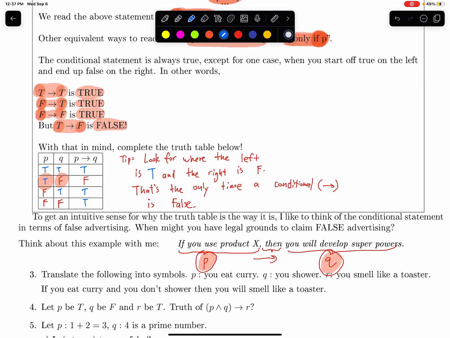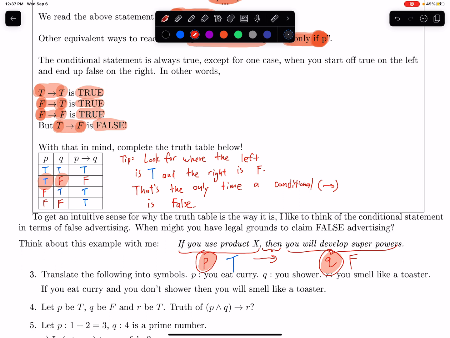So we start off true on the left. Oops, wrong pen. We started off true on the left of the arrow. We ended up false on the right side of the arrow. Then that is grounds for false advertising because you used the product and it did not work. So you have a claim, right?